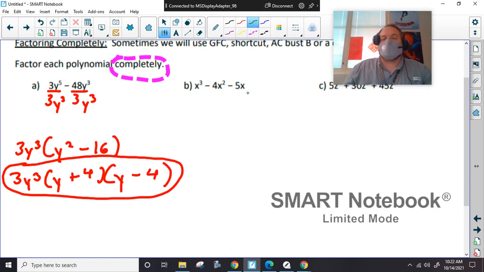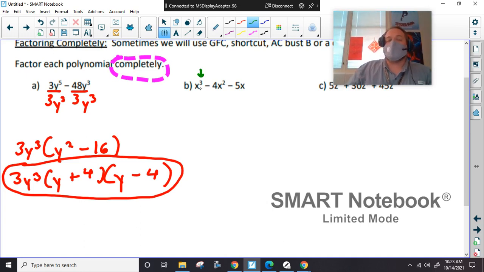Now, we have 3 terms. This is a trinomial. This is when we would normally do shortcut or the AC bus to B. But what do we notice about this exponent right here? It is the greatest. It's a 3. You can't do the shortcut if that's a 3. That only works if that exponent's 2.